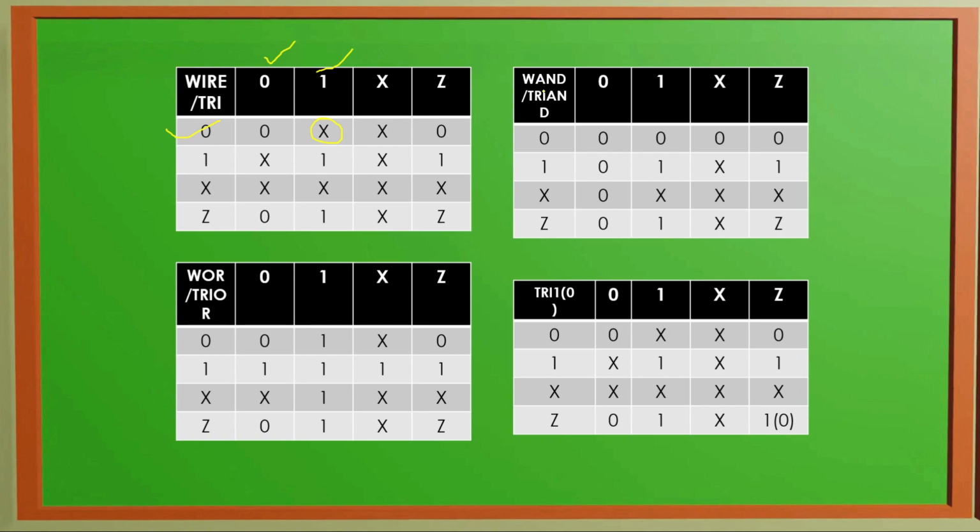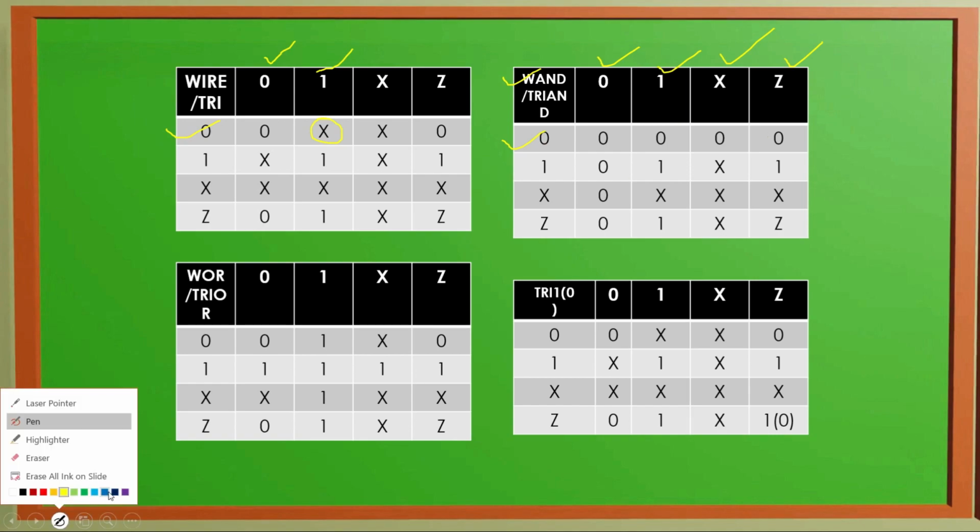Now let us check for AND and OR. Suppose this is, say, wand, wire and tri AND. It will implement AND logic. How? Say this is 0, this is 0. The output of AND becomes 1 only if both the inputs are 1. If any input is 0, the output will be 0. So in this case 0 0 will become 0, or 1 0 will become 0. X 0 will become 0. Z 0 will become 0.